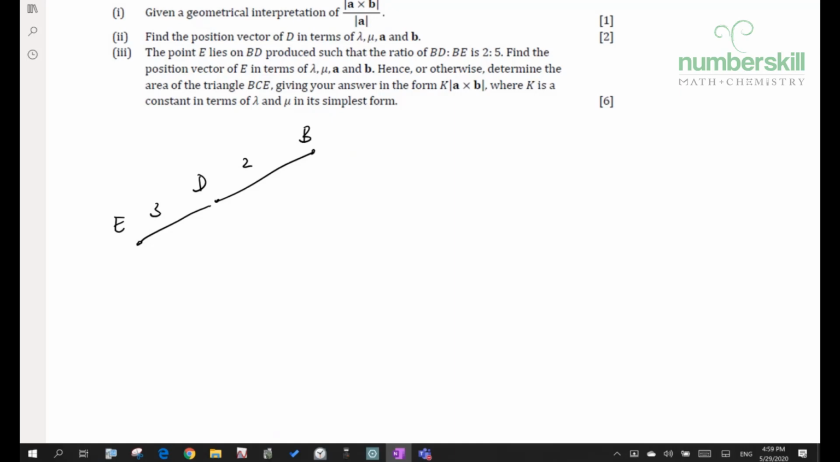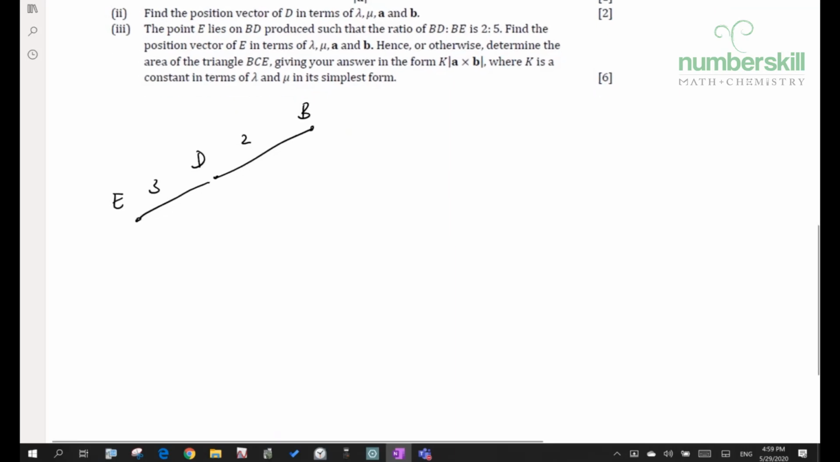So what do we want? They want to find the position vector of E. So they want to find E first, which is OE. That probably gives you, according to my marking scheme, 2 marks. Then the rest of the 4 marks comes from finding the area and then finding K. So let's get to work.